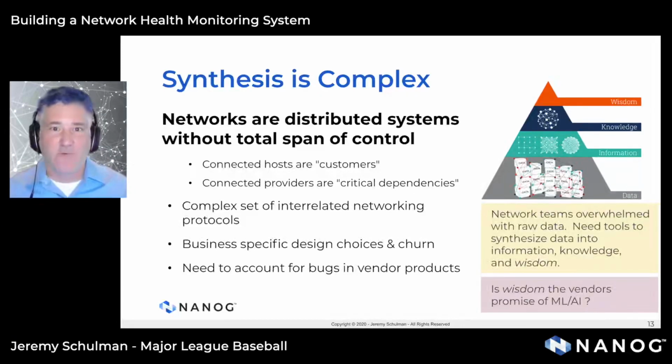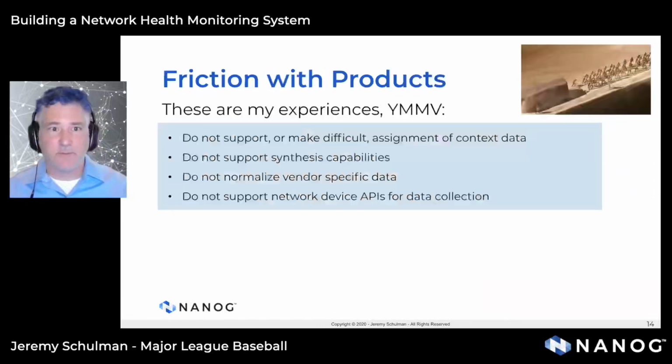We have vendors coming out today talking about machine learning and AI, and what they're really trying to say is they're trying to take all of this data, look at it over time, and get an understanding of what your network is doing based on that data to give you a higher order of synthesis so that you can take action and do something useful. But, will we get there? Time will tell.